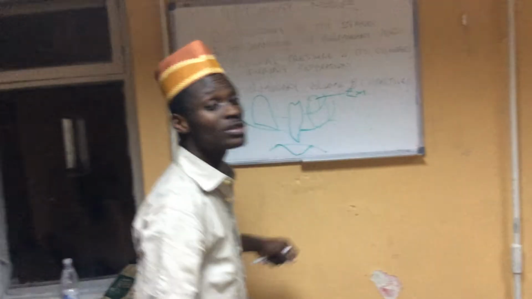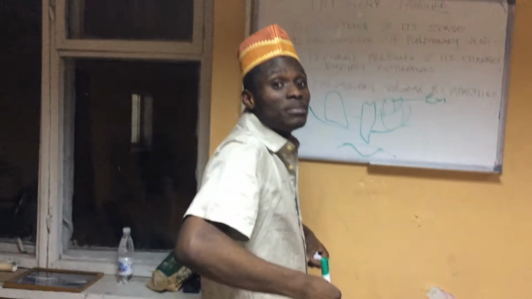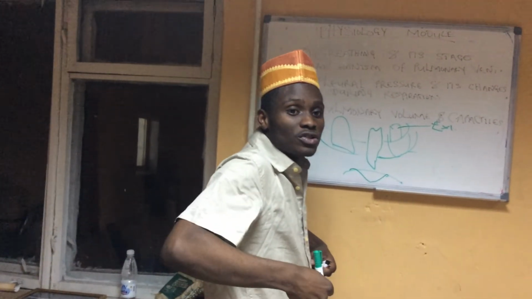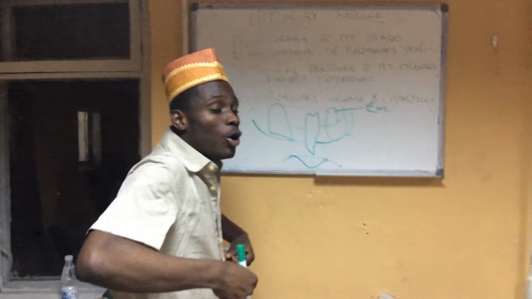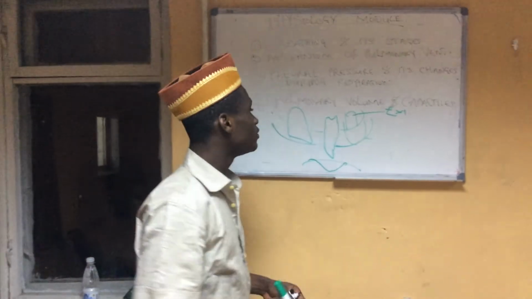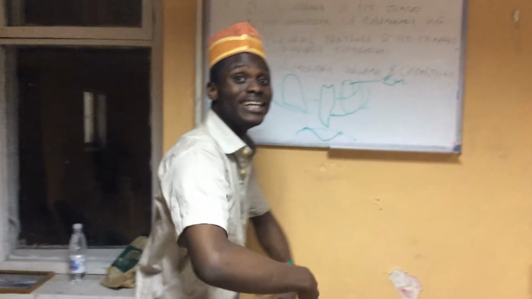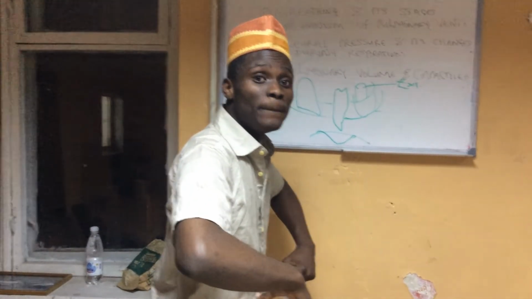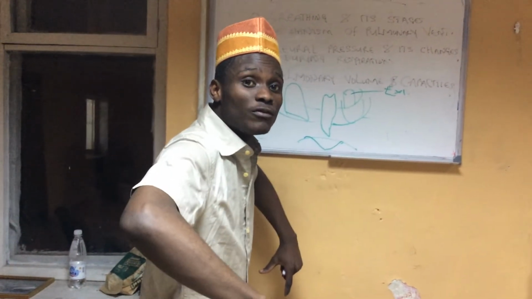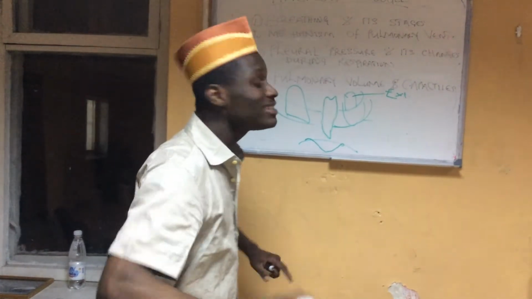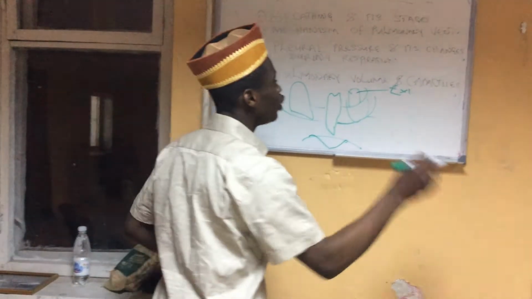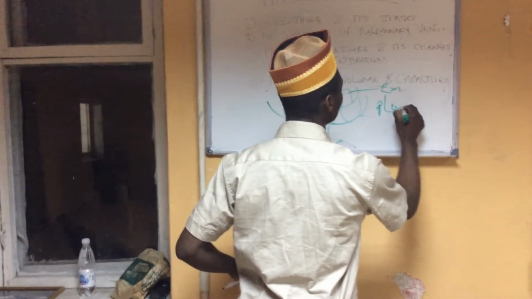So as the external intercostal muscle contracts, it pulls the rib cage upwards. As it pulls the rib cage upwards, it increases the size of the thoracic cavity. As it increases the size of the thoracic cavity, we all know that the pleura is divided into two.